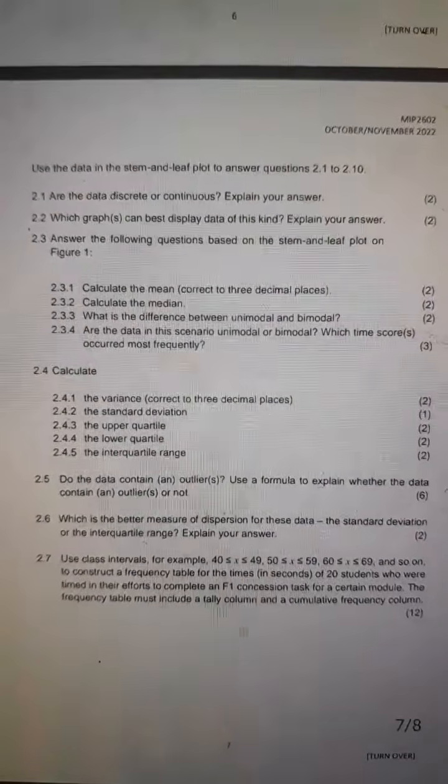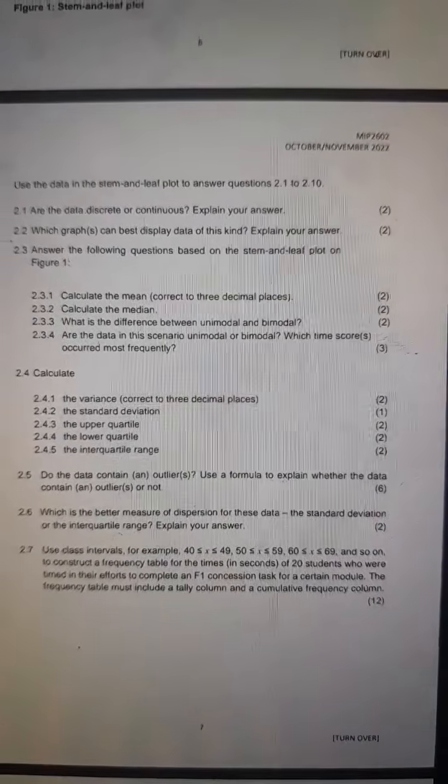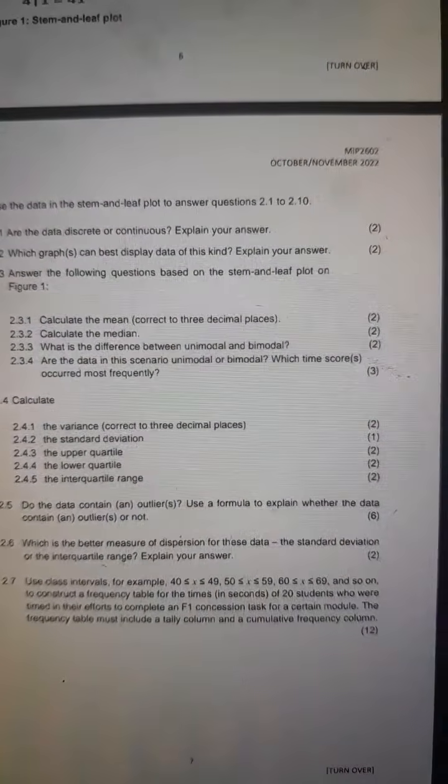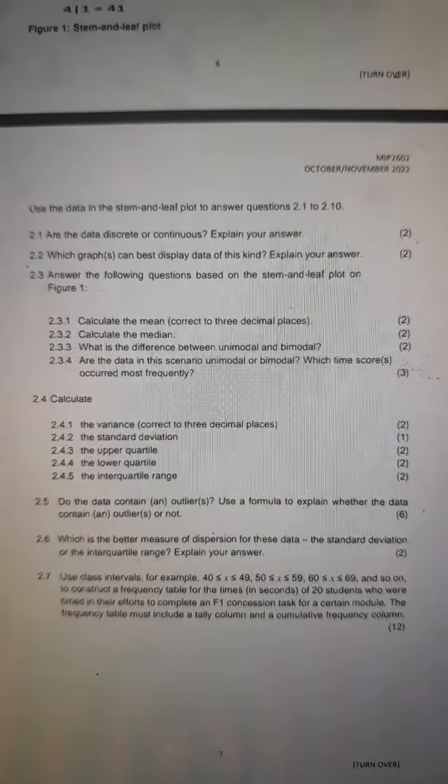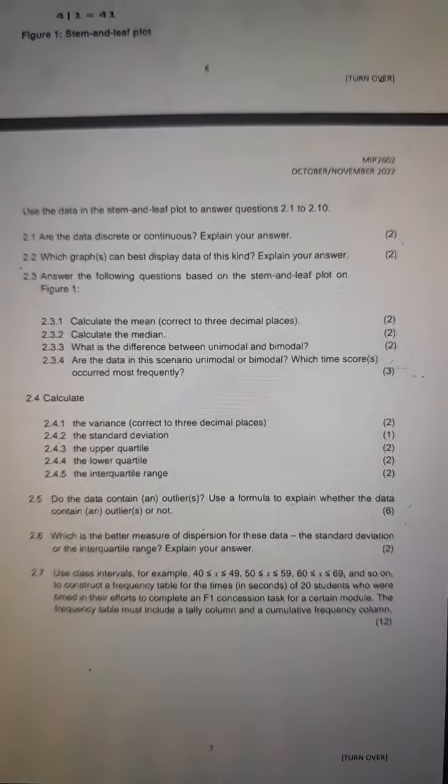Is it 2.3? Yes. Okay, we are done with that. Let's go to 2.3. Answer the following questions based on the stem and leaf plot in figure 1. Calculate the mean to 3 decimal places. We need to find the mean. So it will be best to use a calculator if you can, right?